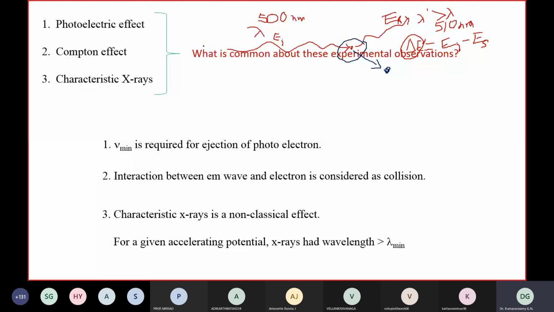Okay, let's not discuss it. What did I say? More than the incident one, right? Continue the same sentence. Indicating transfer of some energy to the electron.